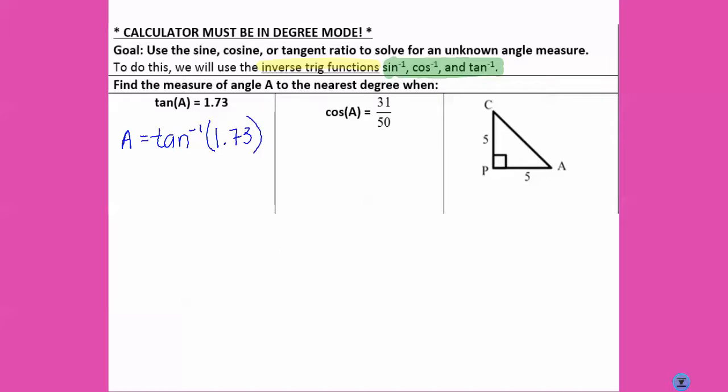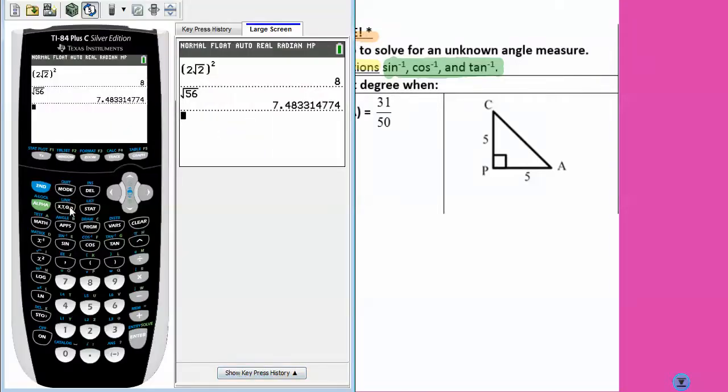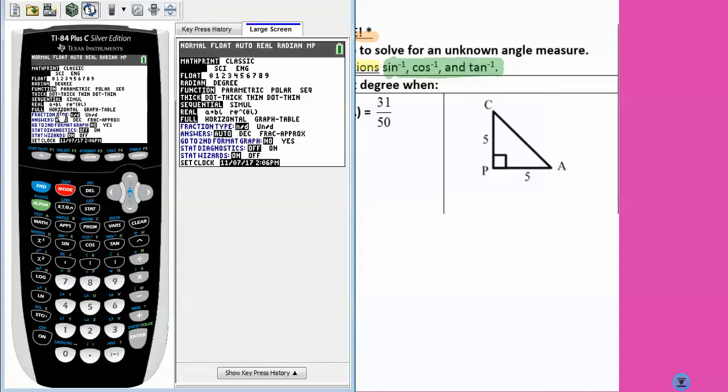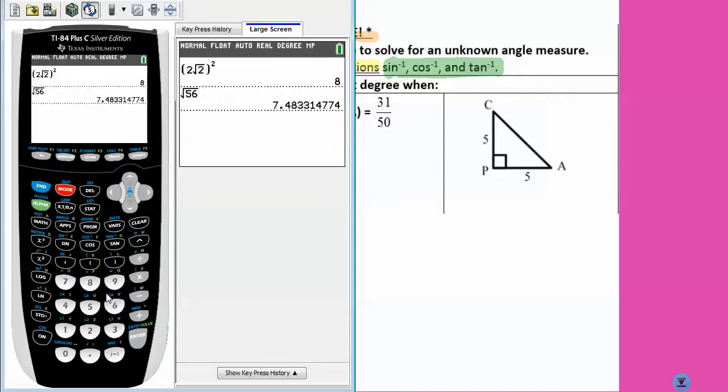1.73. Now, an important thing is that our calculator must be in degree mode. So let's look at our calculator. If I push the mode button, that's up here next to second, it's hard to see, but down here next to radian, it says degree. We need to go down and put it on degree mode. And I can push second mode to quit.